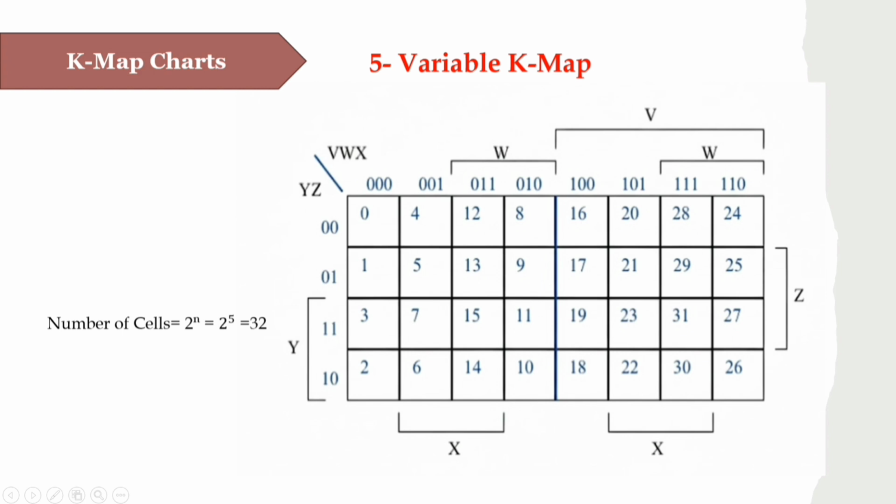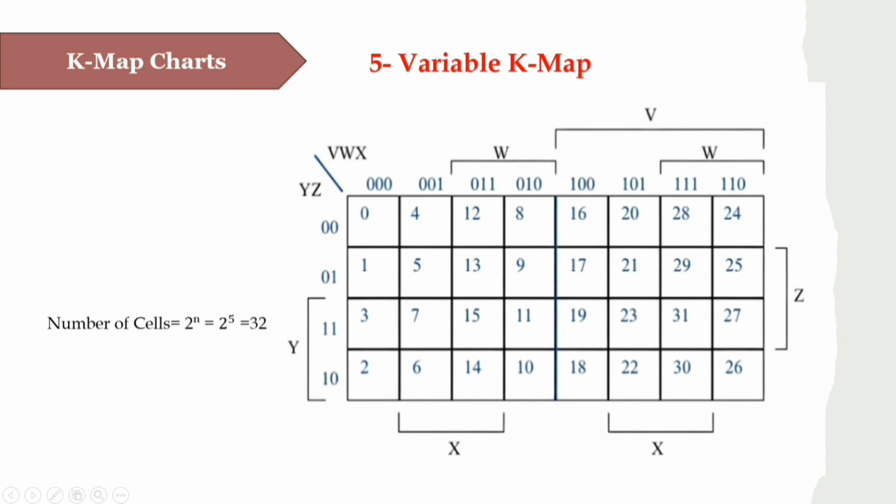Inside every cell, you can see numbers like 0, 4, 12, 8, 16, up to 22, 30, 26 at the last of the K-map. These numbers represent the minterms of all 5 variables. This ordering ensures that adjacent cells differ by only one variable, which is essential for grouping.